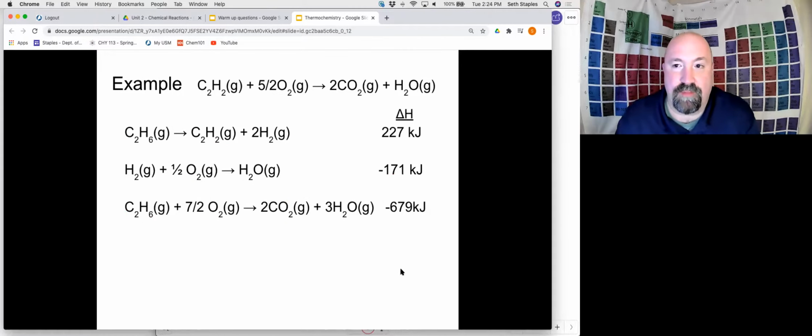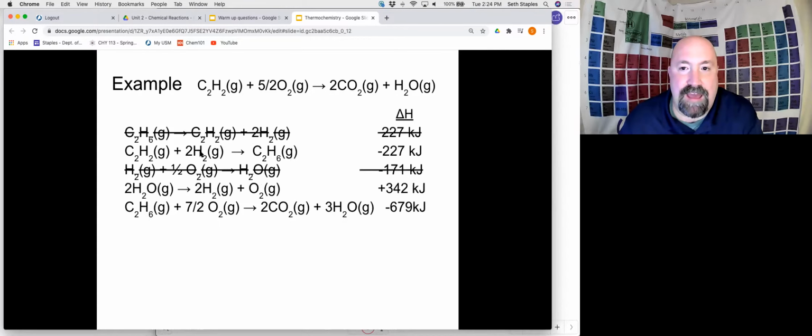Another example. This one's going to get even a little bit more complicated. And so we have our target equation up top. And so we can see from that, if we look at our target equation here, I'm going to want C2H2 as a reactant. My first equation gives me C2H2 as a product. And so I'm going to go ahead and reverse that.